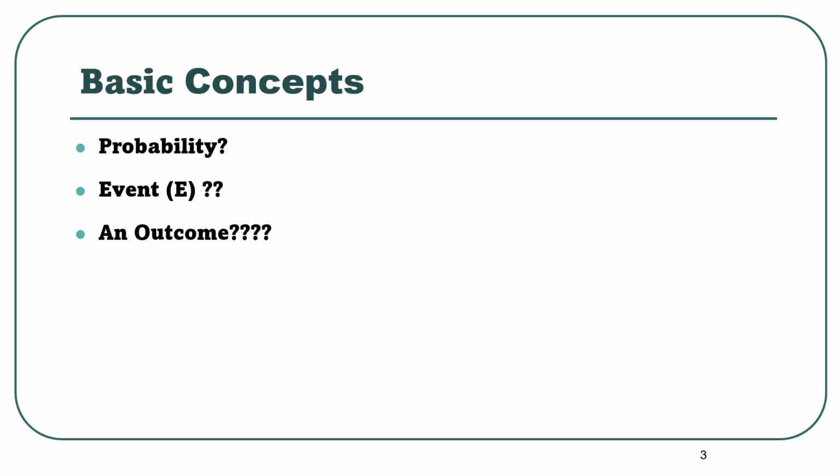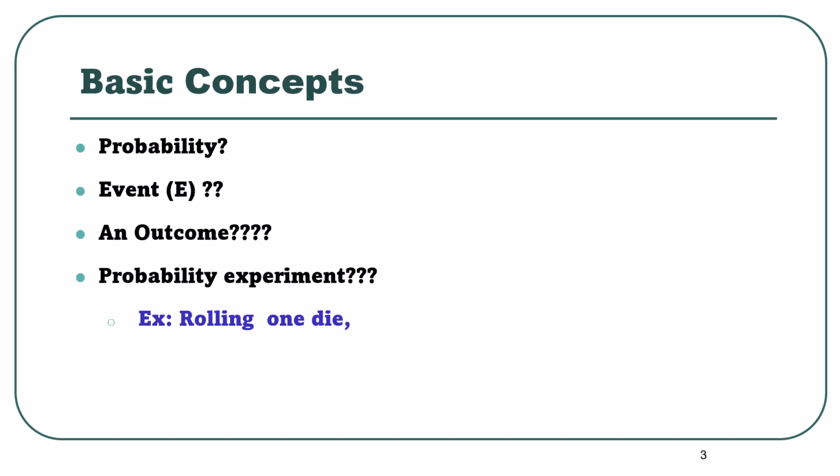So what are the outcomes? From where can these outcomes come from? These are the results of a single trial of a probability experiment. So what is a probability experiment then? The probability experiment actually is a chance process that leads to well-defined results called outcomes.